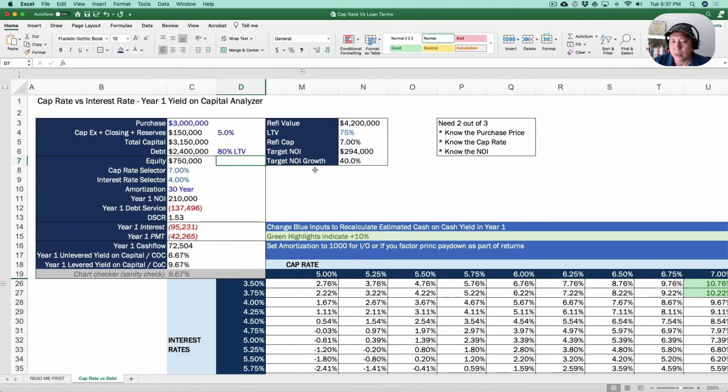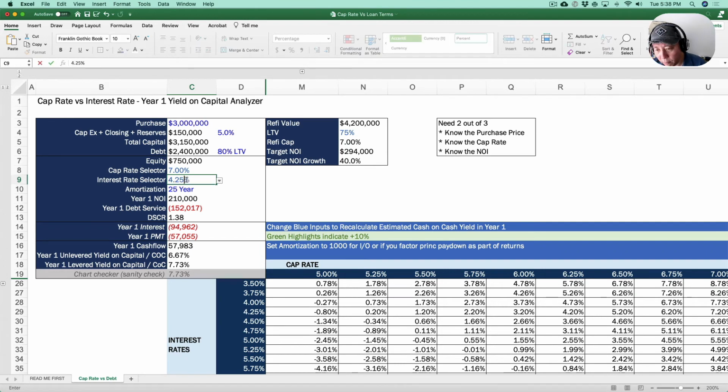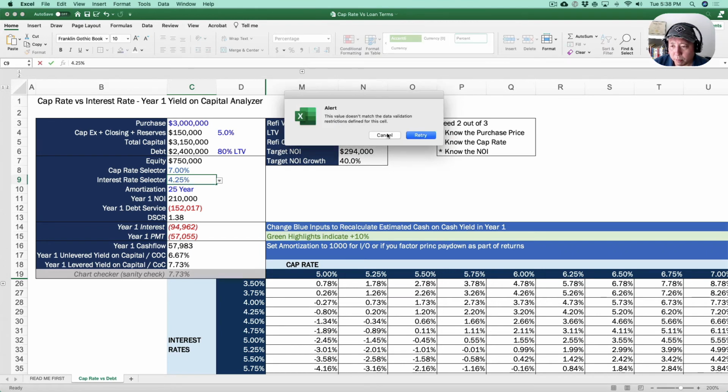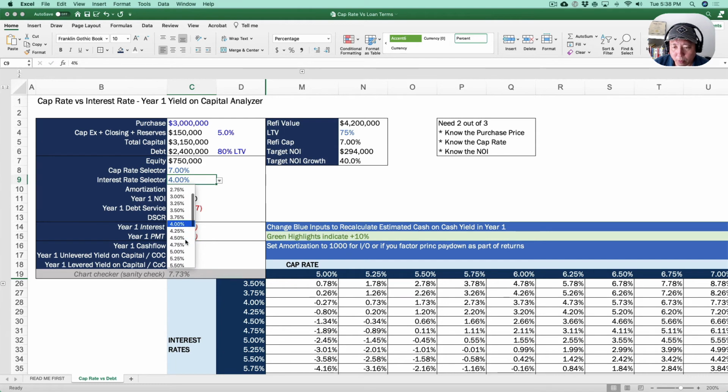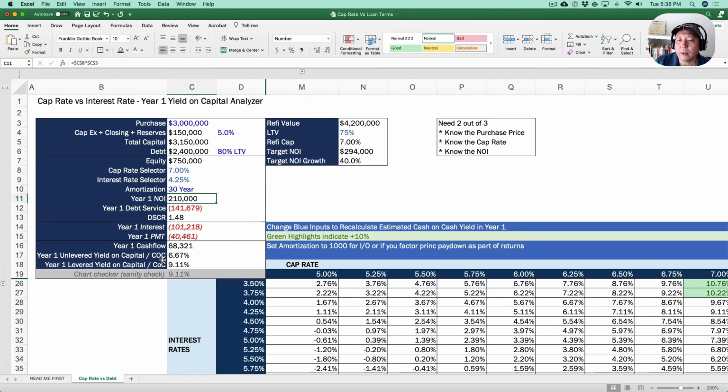So in a use case scenario, let's say you have 2 different loan terms being pitched. Maybe one banker is telling you they'll do 4.5%, but it's going to be over a 25-year AM. Another banker is telling you it's going to be 4.25, whoops, I've got to use the pull down, 4.25, but over a 30-year AM. You can see how this affects your yield on capital.